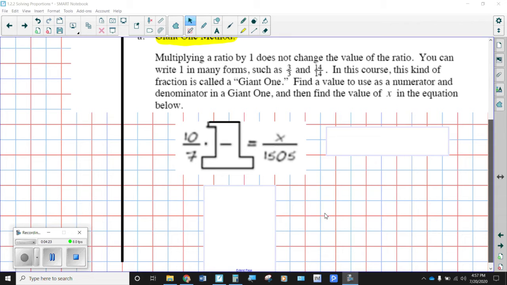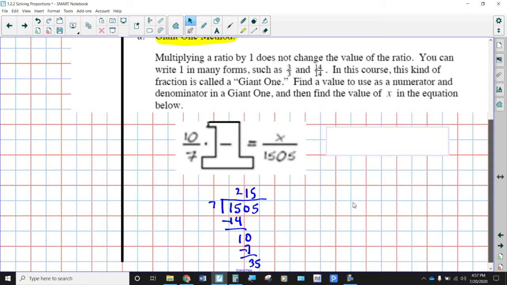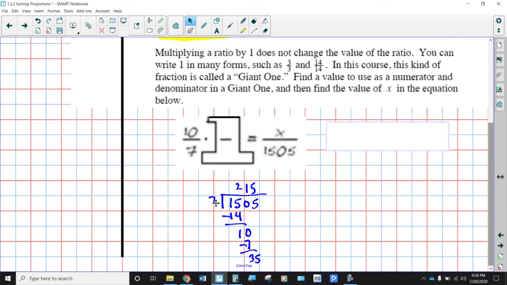All right, did you figure out what the multiplier is? Well, here's the work that you can show. I'm assuming you probably used a calculator, but I'll go ahead and show the division. What do you multiply times 7 to give you 1,505? Well, let's work through the division algorithm. 7 goes in 15 twice, that's 14. Gives you a remainder of 1. You bring down the 0, 7 goes into 10 one time.